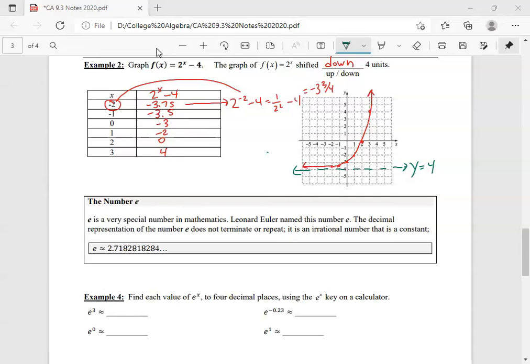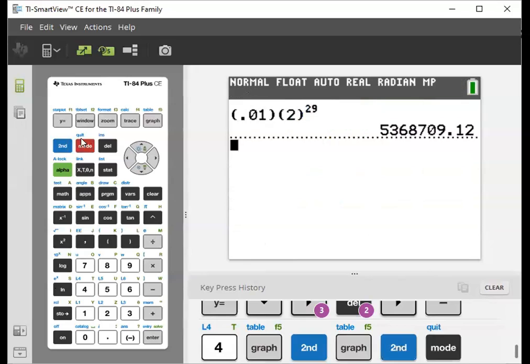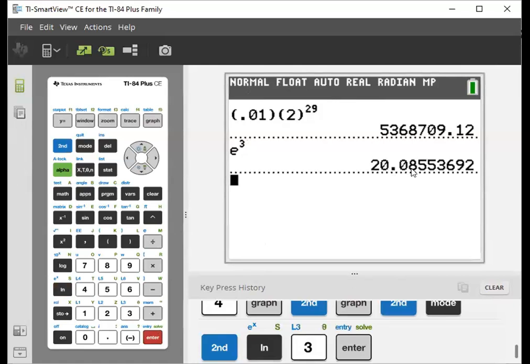So when you get ready to figure out e to the third, raising it to whatever power, we're going to go to our graphing calculator. If you look on the first row of buttons, you'll see LN, about the third button from the bottom, and right above it there's an e raised to the x power. So I would do second LN, and then I can raise e to whatever power I want. So e to the third is 20.0855.